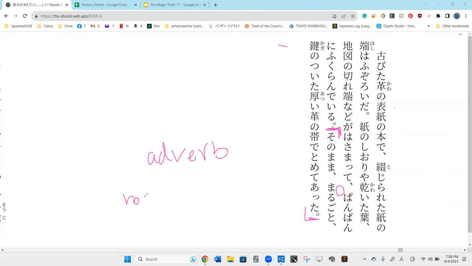Maru means round, my hint. It bound the book in a rounded way. Marugoto, roundedly, means wholly, like it bound 100% of the whole book. They bound the whole book along with all of the contents that were wedged in the book together. Perfect.